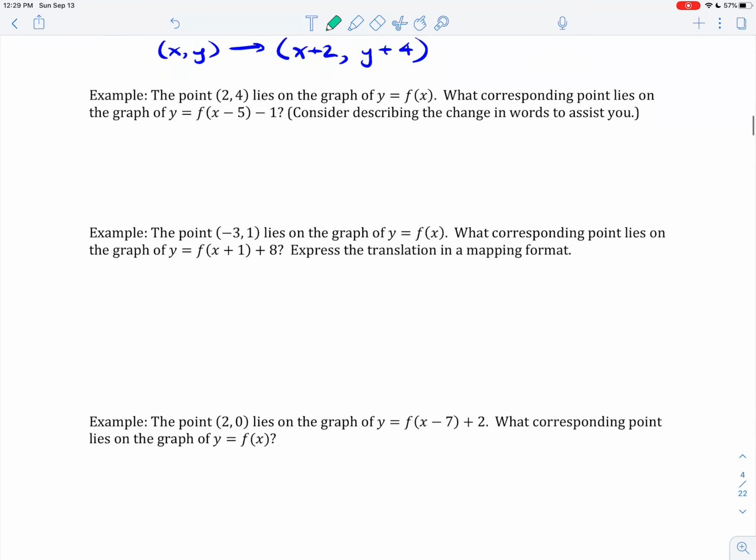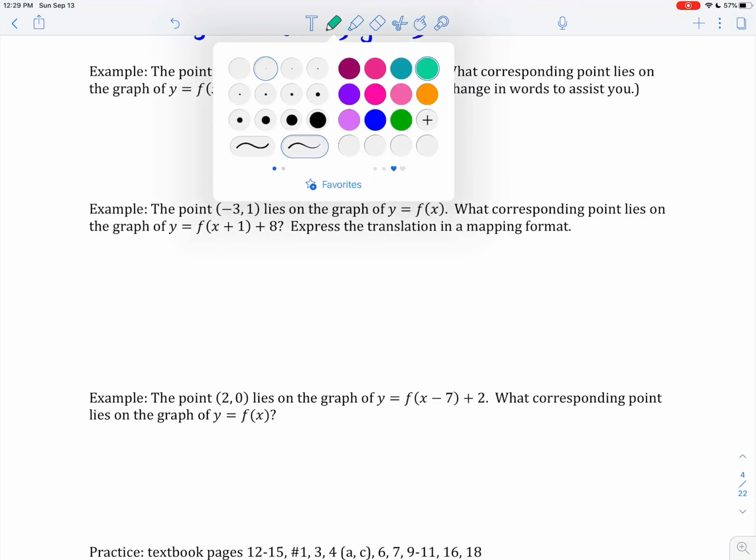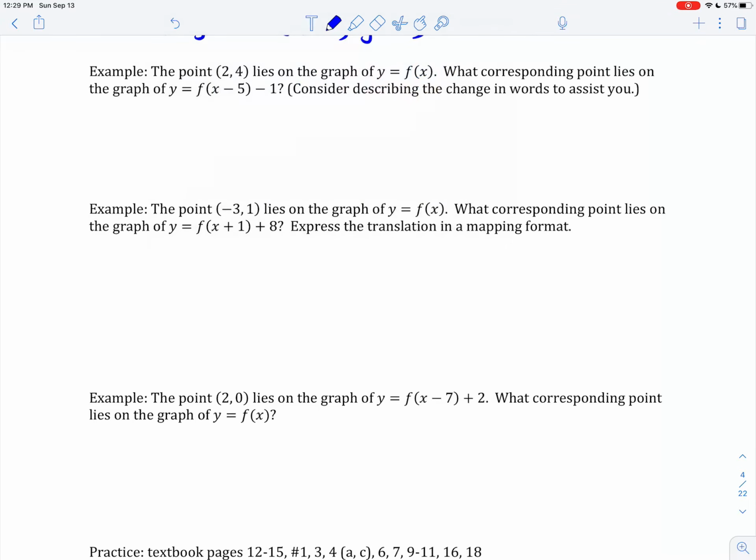There's a few more examples. Just a few. So the point 2, 4 lies on the original graph. What point lies on this graph? And we can consider describing the change in words. I'm a firm believer in that. So what change actually happened? Well, there's a couple of things. For starters, there's this, and that says that we moved right 5.